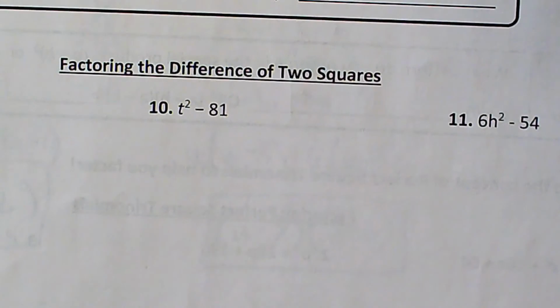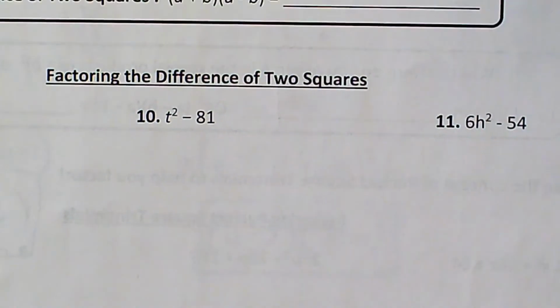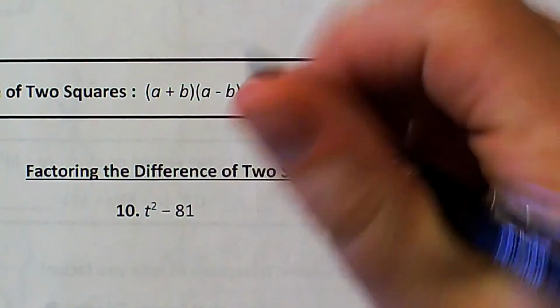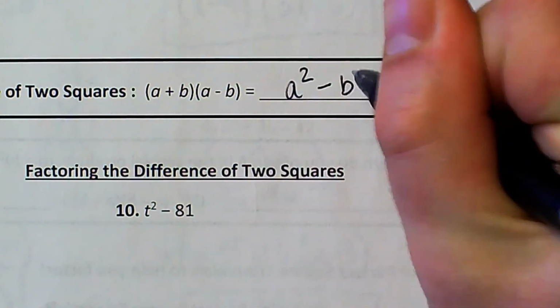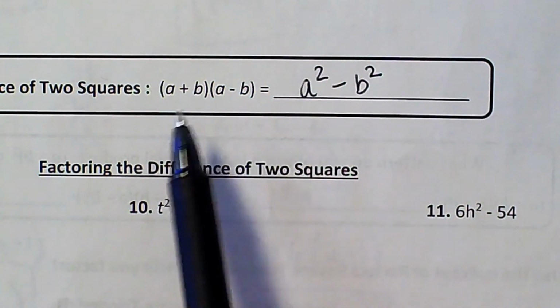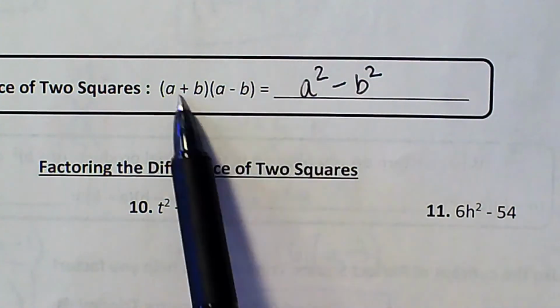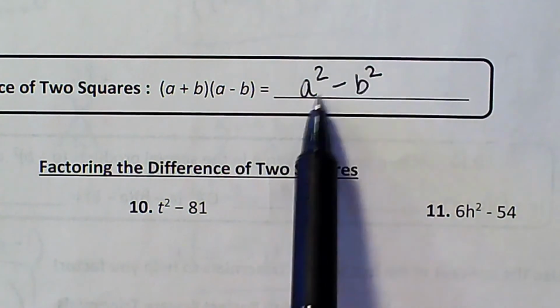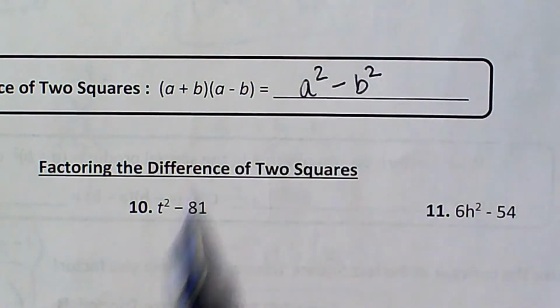So if your two terms are set up in such a way that you've got something squared minus something else squared, then the two factors are always going to be the square root of this number plus the square root of that number, and then the square root of this number minus the square root of that number. So in other words, a plus b and a minus b. Let me show an example of how that plays out, and then we'll do some of these together. So let's look at number 9.